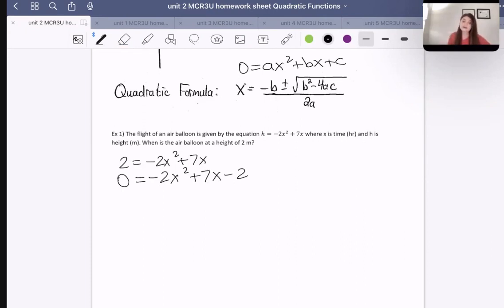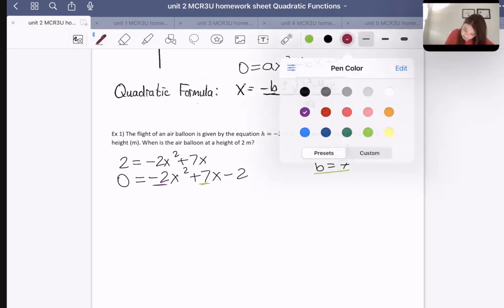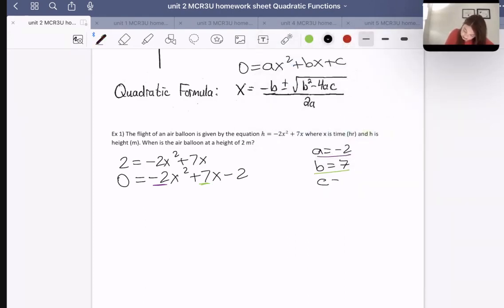And now we're at the spot where we can use the quadratic formula to solve this. So a is equal to negative 2, right? b is equal to 7, right? And c, I'll grab a different color here actually, c is equal to negative 2, right? Because of this negative 2 here.